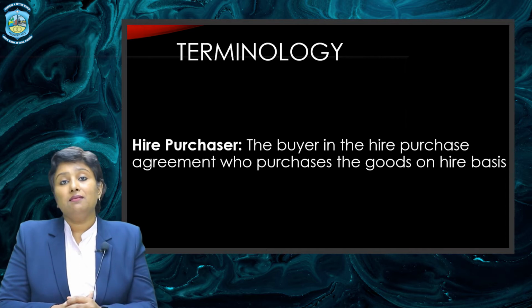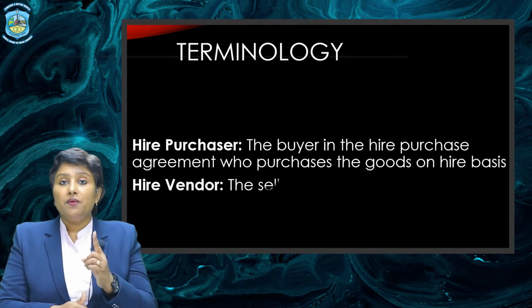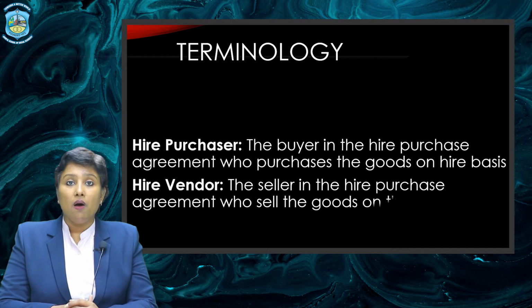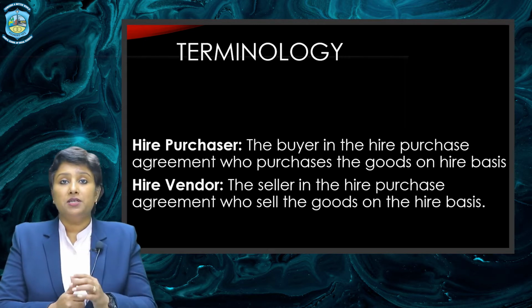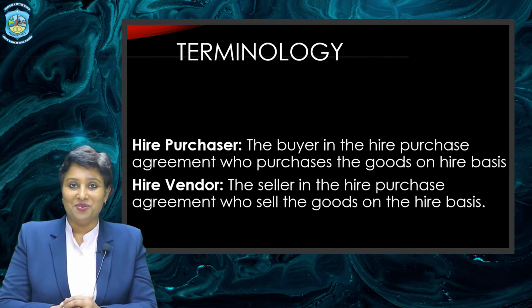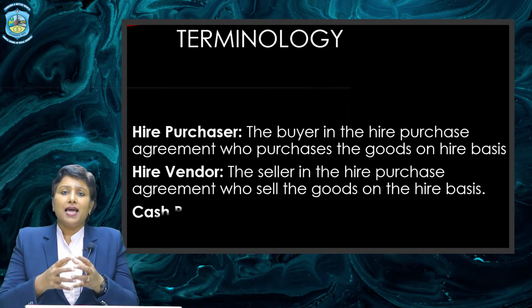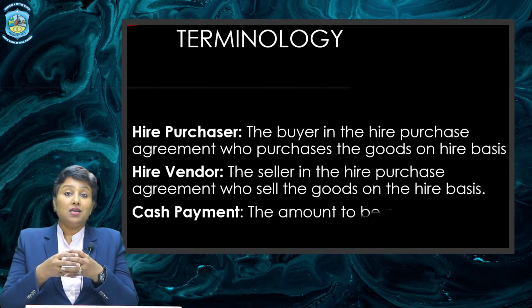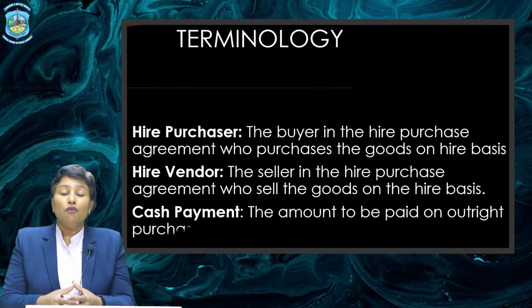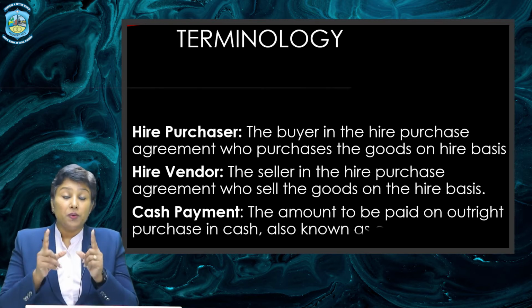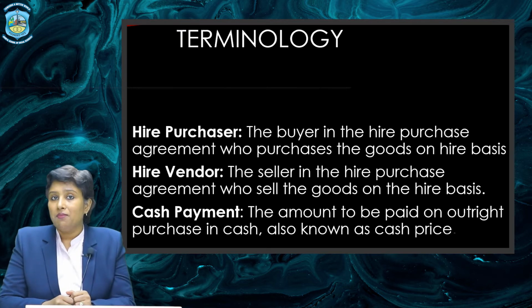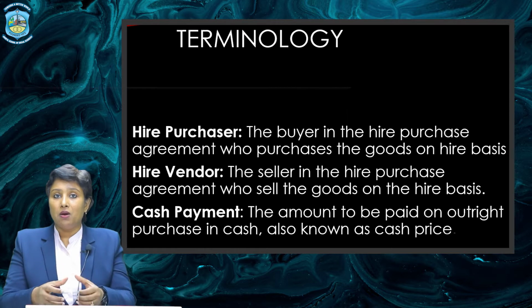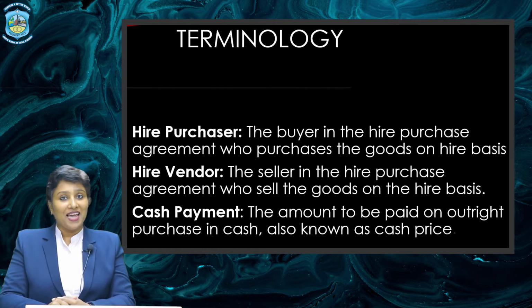The second term being the hire vendor. Yes, hire vendor is the owner of the goods or the seller of the goods, and he will be selling these goods to the purchaser on hire basis or credit basis. The third term you will come across is the cash payment. This cash payment is the amount which is charged by the hire vendor for the price of the goods without interest. That is, if the payment is made immediately at the time of purchasing the goods, the entire amount, that is cost plus profit, is called cash payment.